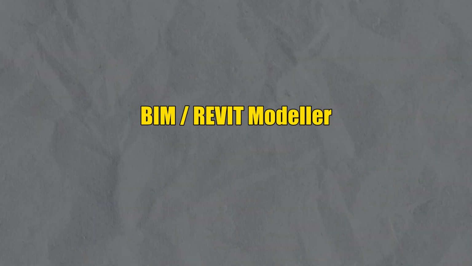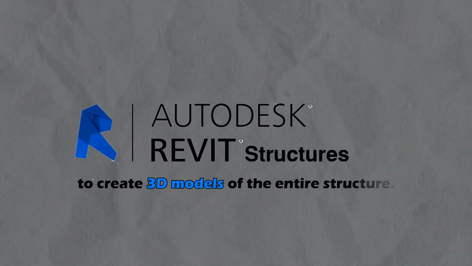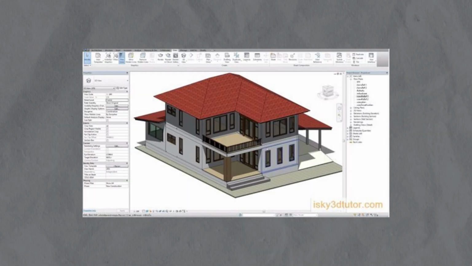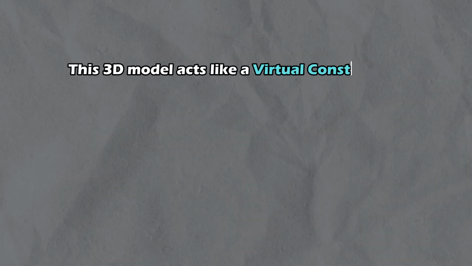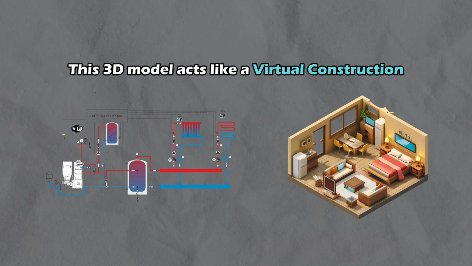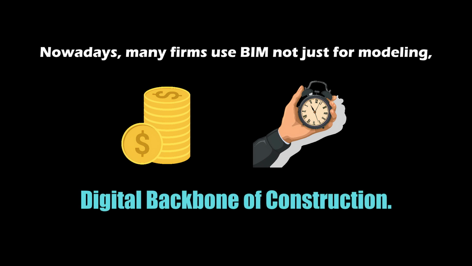BIM Revit modeler, 3D designer, uses Revit software to create 3D models of the entire structure. It gives a visual structure of how the building will look. This is especially useful for client approval, interior visualization, and clash detection. In fact, this 3D model acts like a virtual construction, helping teams visualize everything from plumbing routes to furniture placement. Nowadays, many firms use BIM not just for modeling, but for managing costs and timelines. It's becoming the digital backbone of construction.